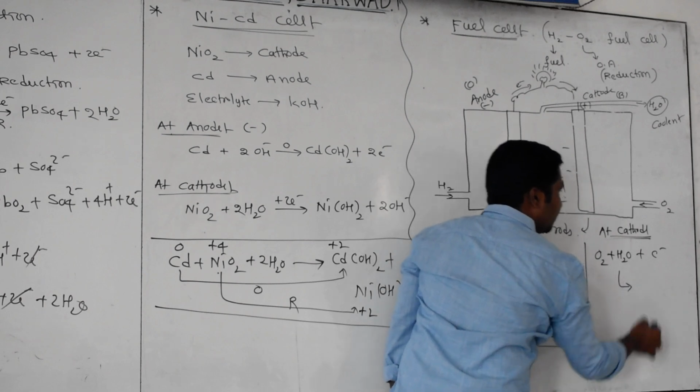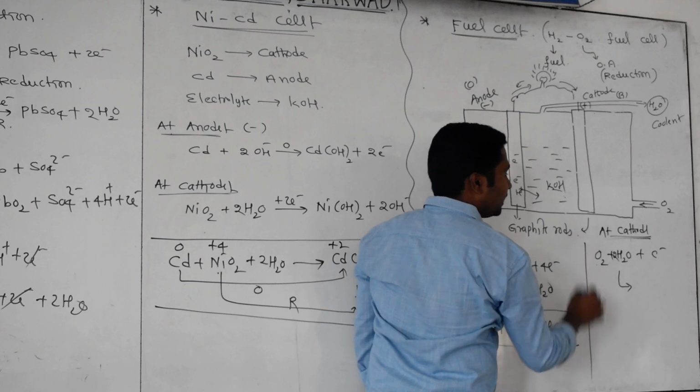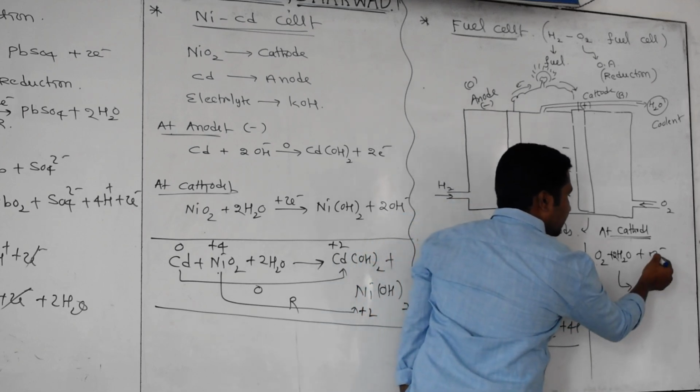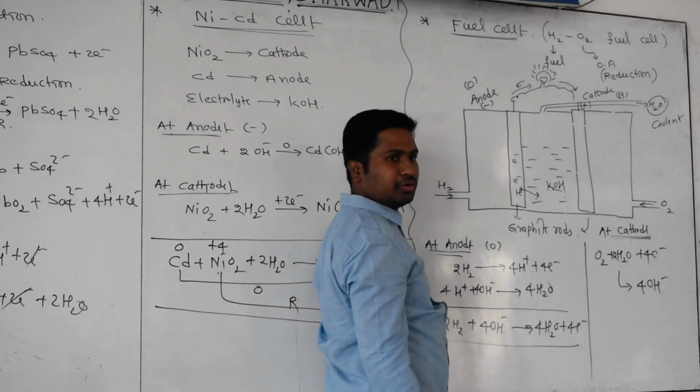Then what are we getting? Let's take here 2 moles and here 2 moles. Then finally what are we getting? Okay, take here 4 electrons also. Then we are finally getting 4 OH minus particles produced.